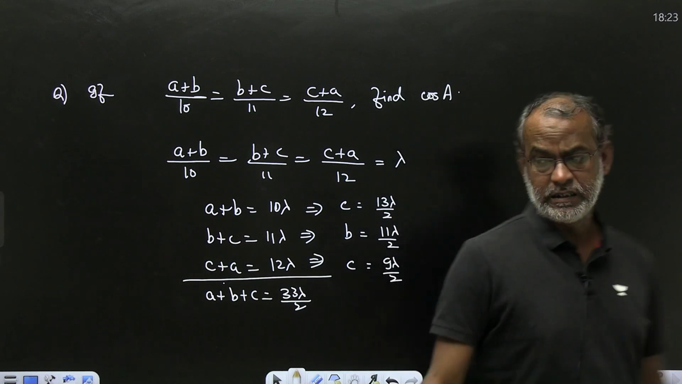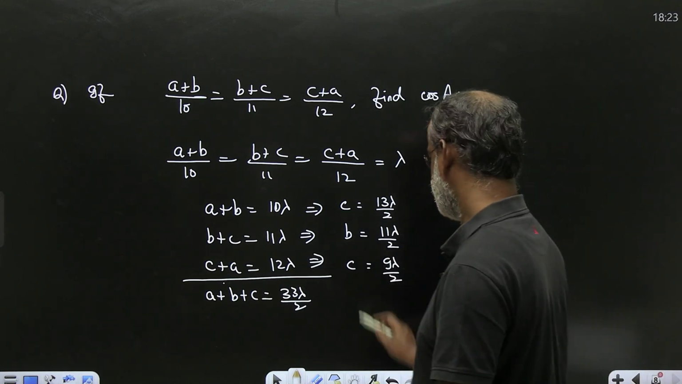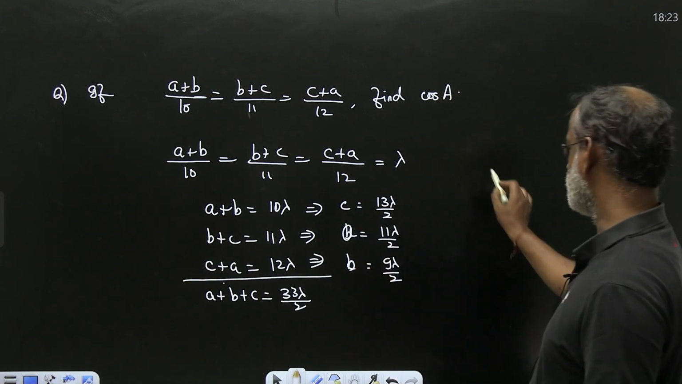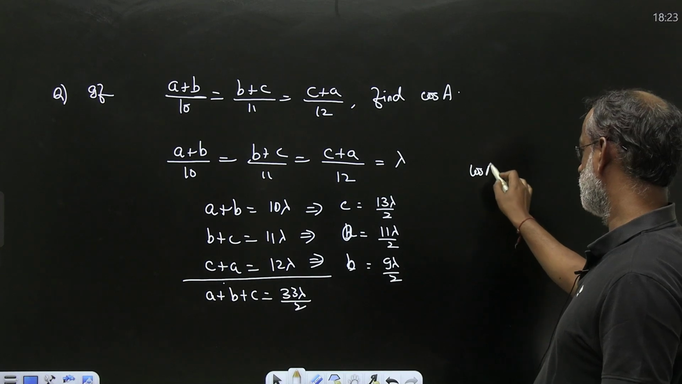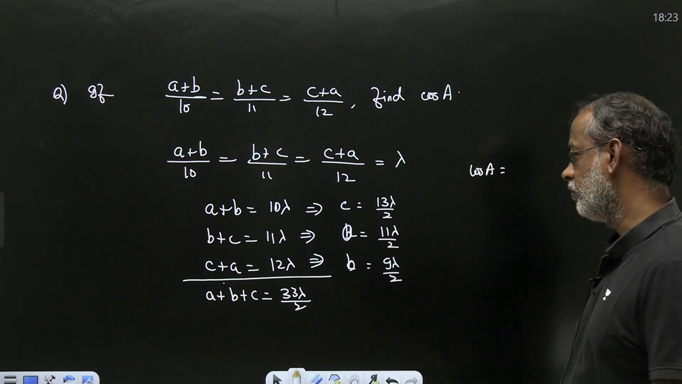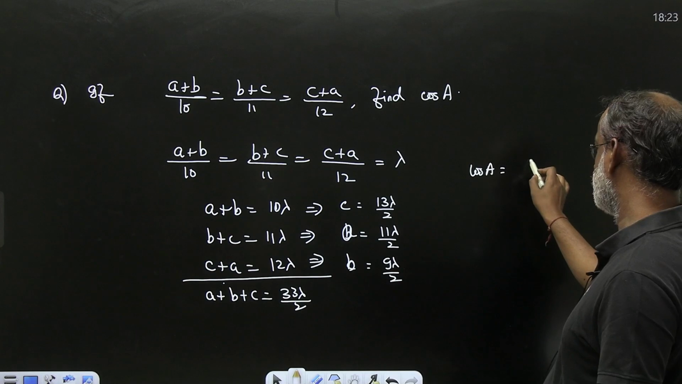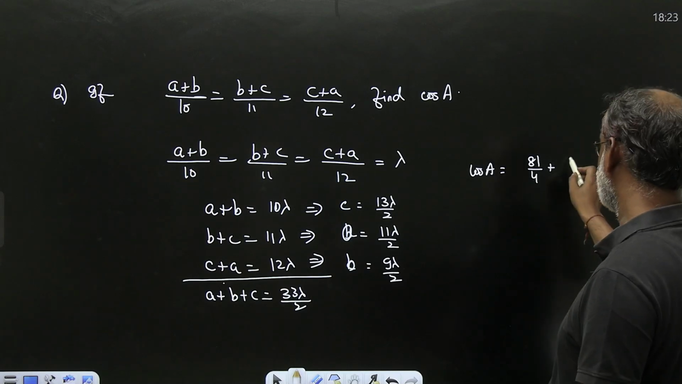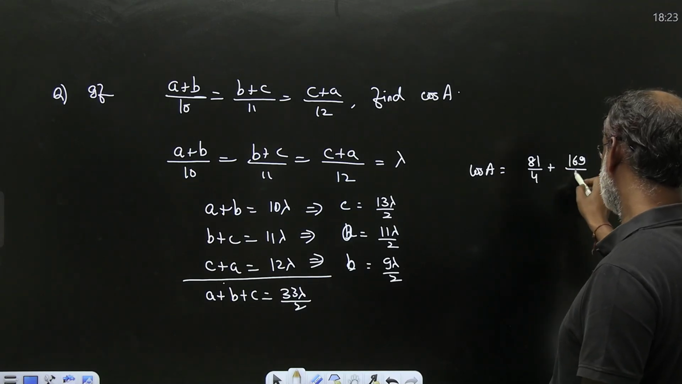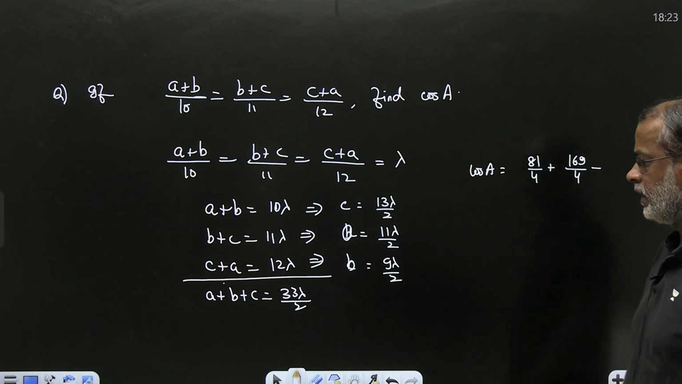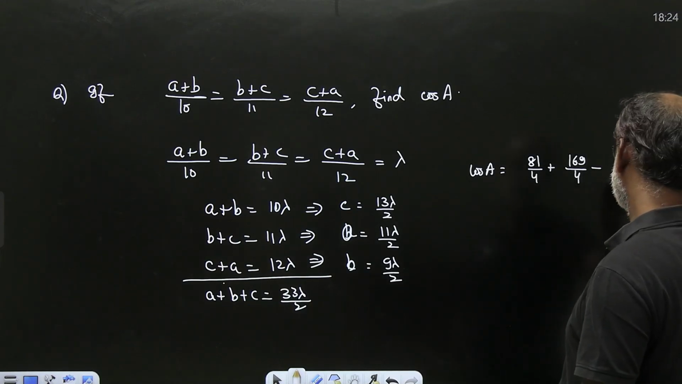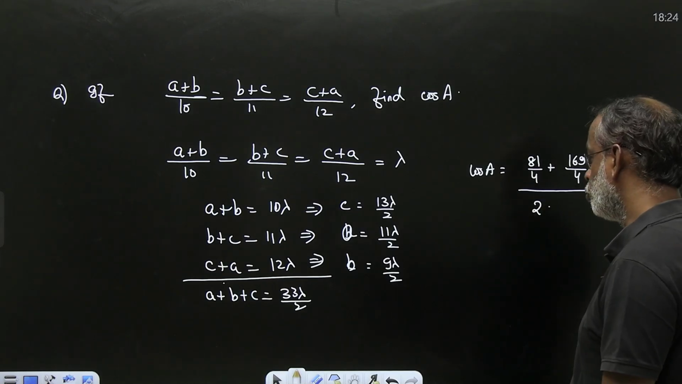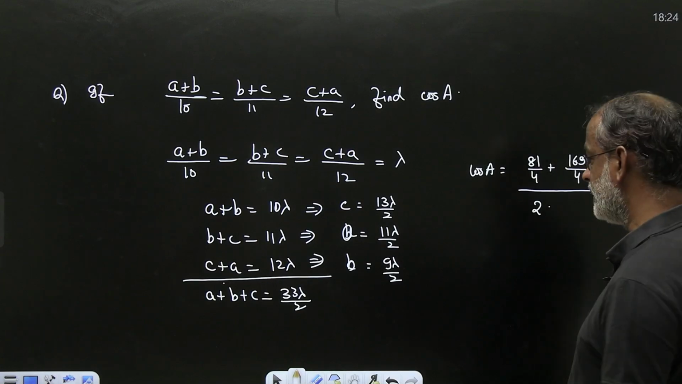Cos A now we can very easily find. This is b, this is a. So what is cos A? Lambda square will get cancelled out. b square plus c square minus a square over 2bc.